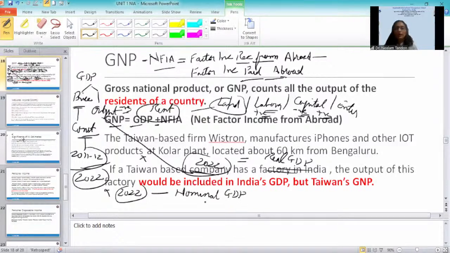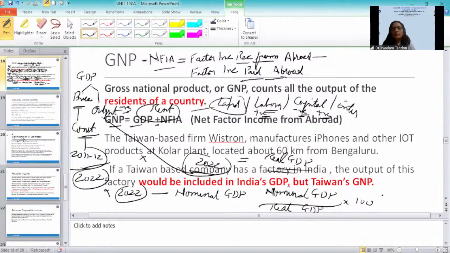And how do you get the deflator? The GDP deflator you get is nominal GDP divided by real GDP, into 100. This gives you the GDP deflator. Is it clear? So this is the GDP deflator.